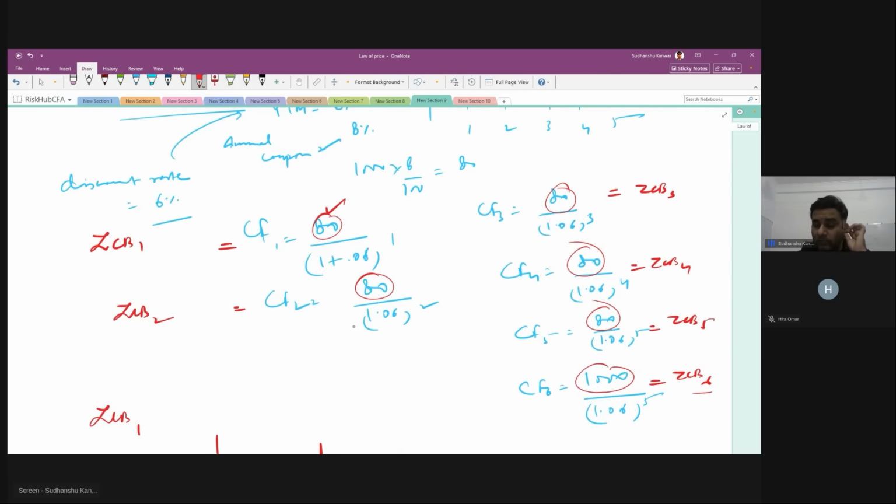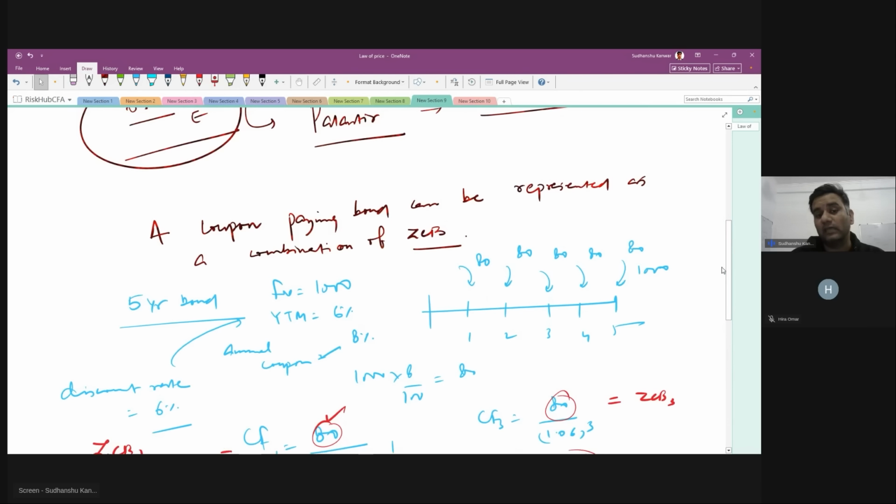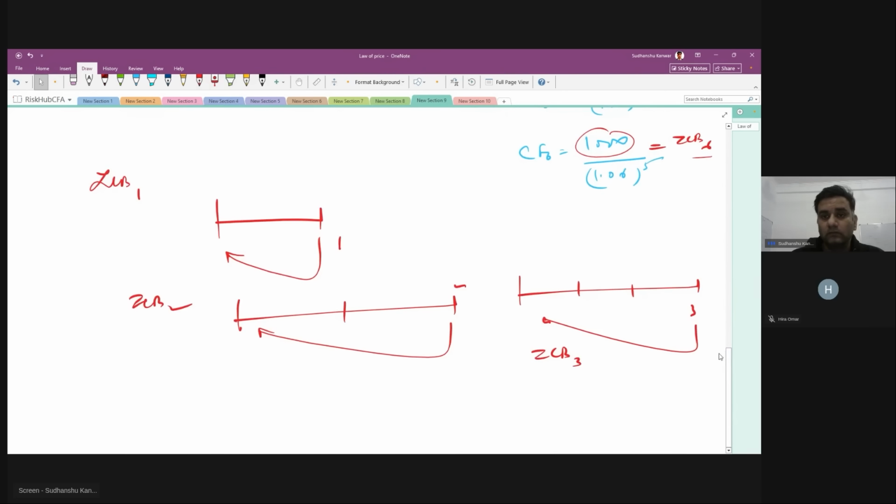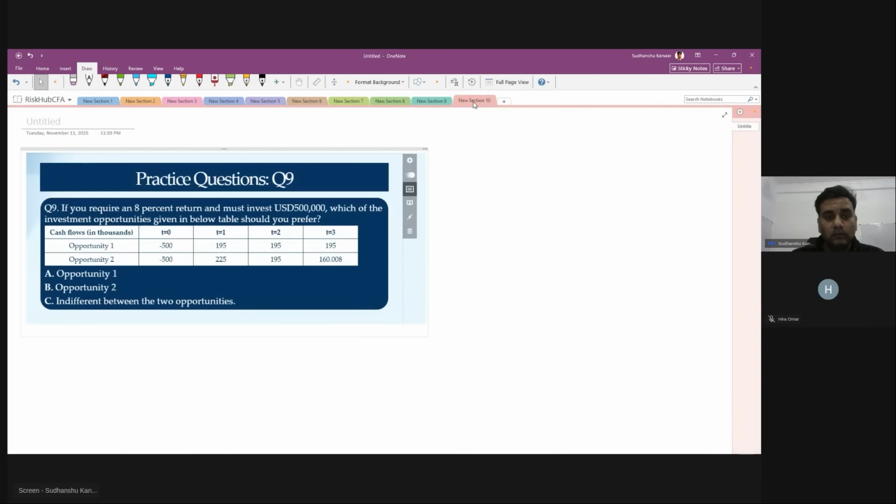So what they're trying to tell you is that a coupon paying bond can be represented as a combination of ZCBs as well. It's just a different way to write the same thing, nothing else. Okay, so that's the whole idea. All right, let's come here and discuss now.